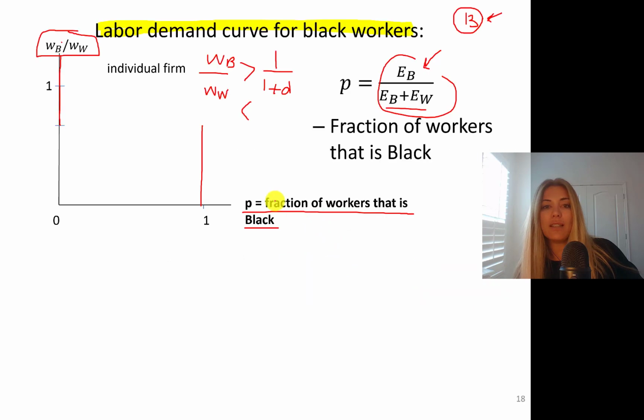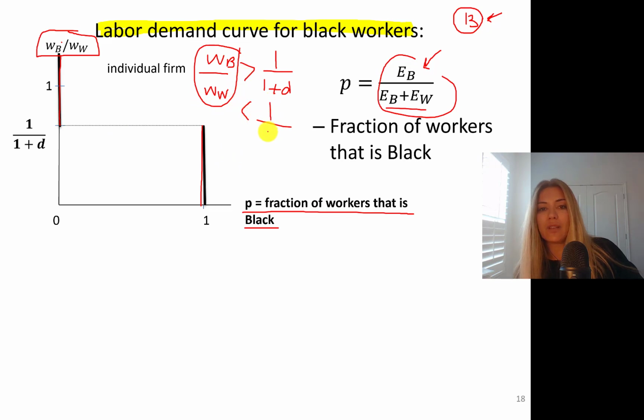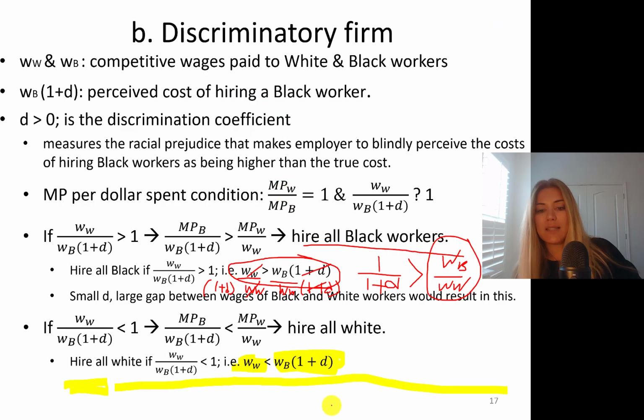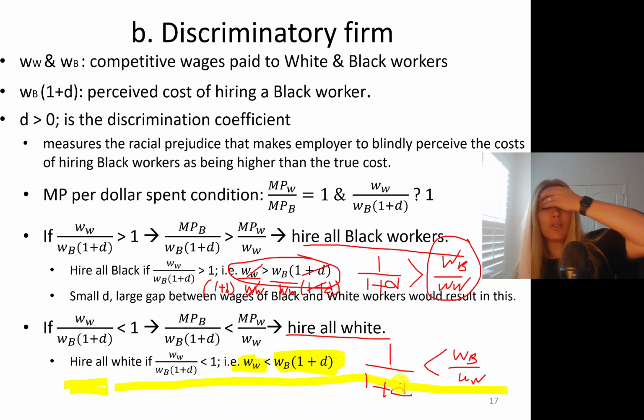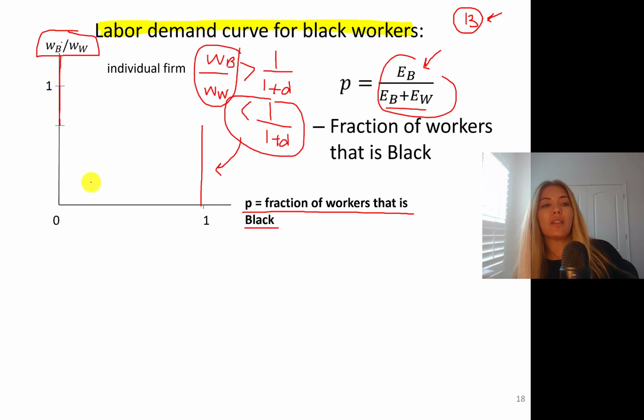So that's what we did. If WB over WW is less than 1/1+D, in this case I'm going to hire all black workers. And this was the second case. If WB over WW is greater than 1/1+D, so that the wage ratio is greater than that, then I'm going to hire all white workers. So this is the first case, all white workers. So the percentage of black people hired is 0%, right? This is 0%.